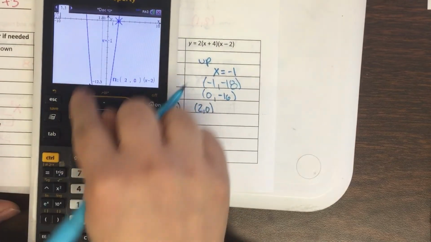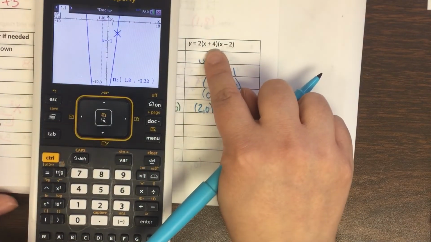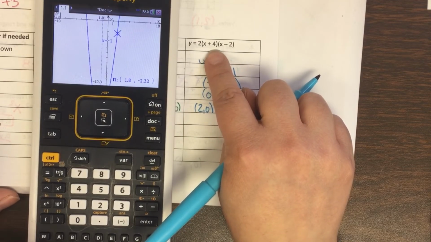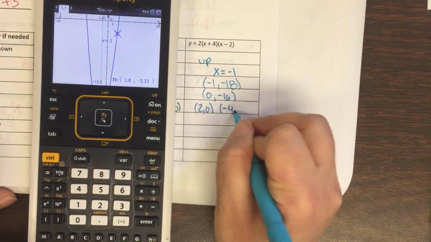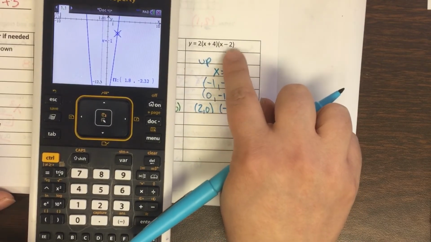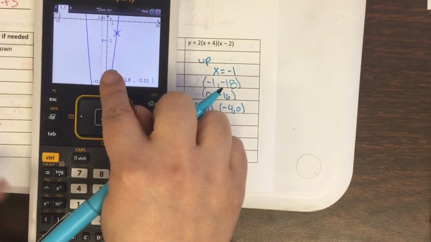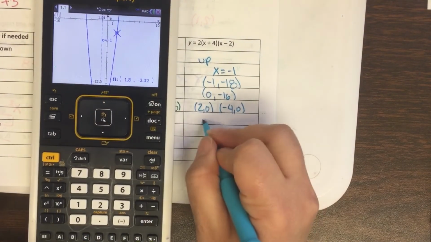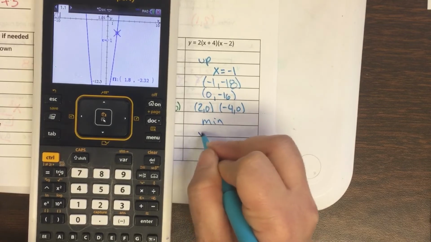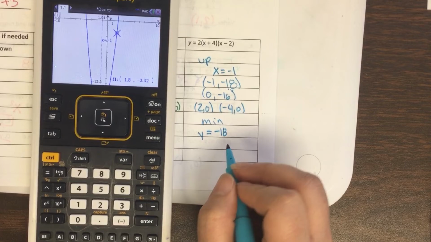And then you can arrow over if you want, or you can just kind of count or use the intercept form. If this is a +4, that means my intercept is a -4 because you always change the signs. Notice this was a -2, but I have a +2. Since my parabola is opening up, that means I have a min, and my min value is always the y value of my vertex, which is -18.